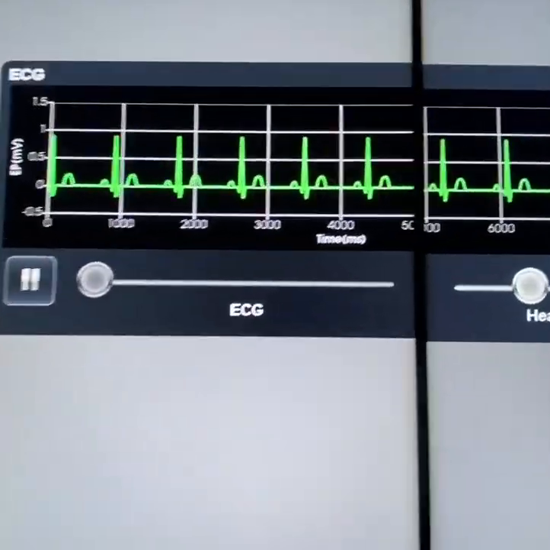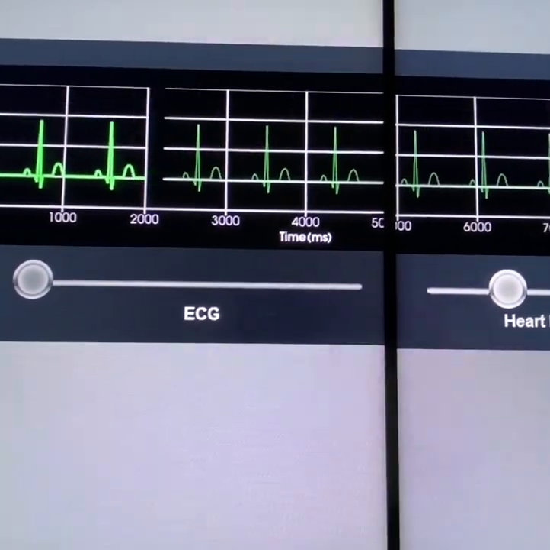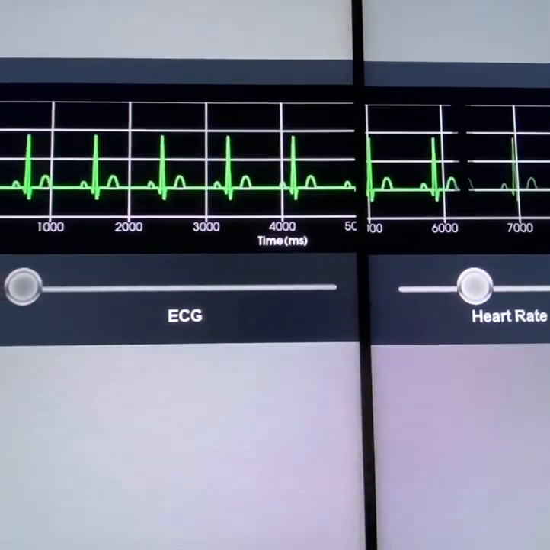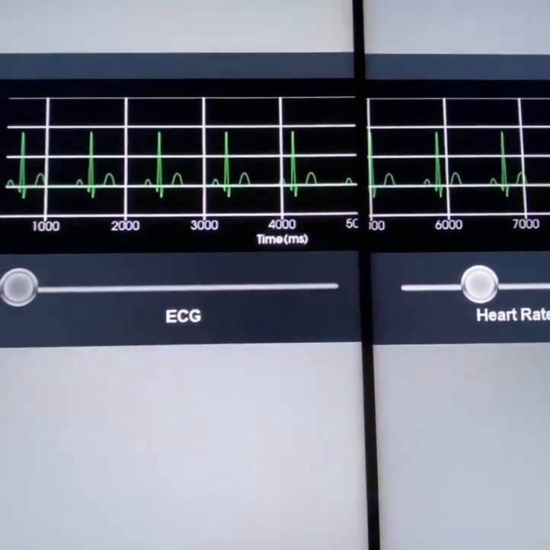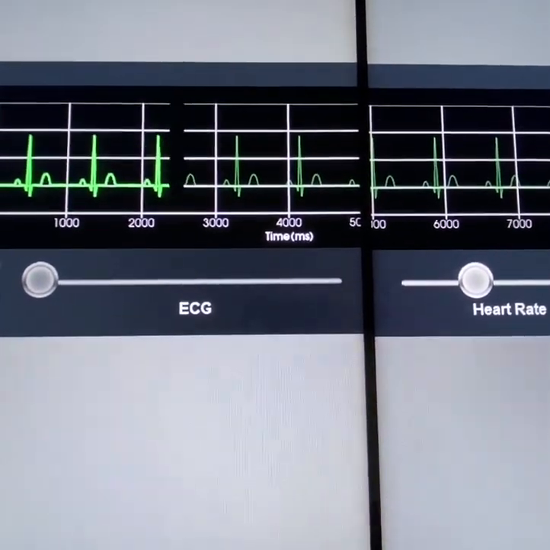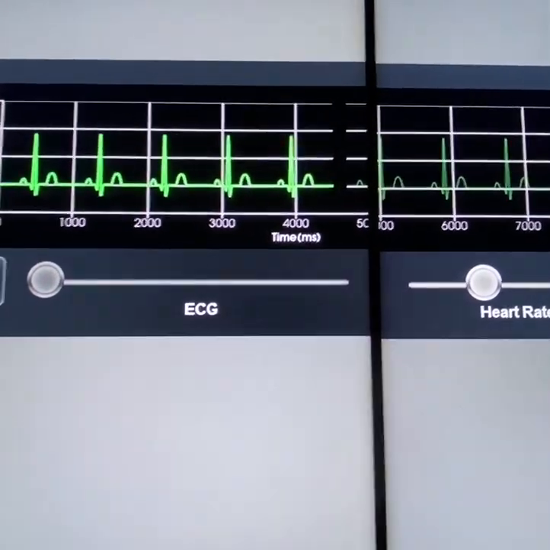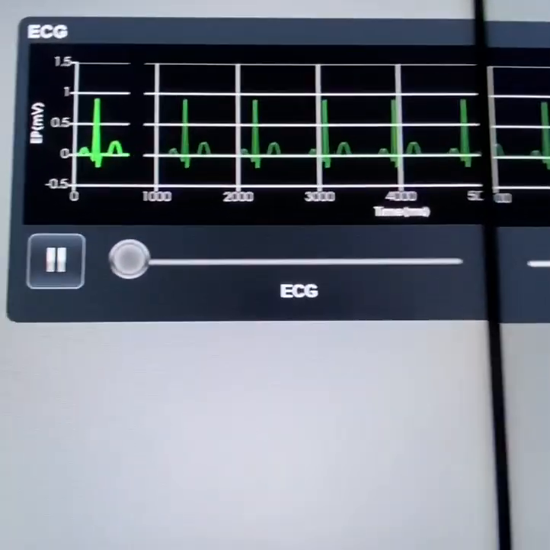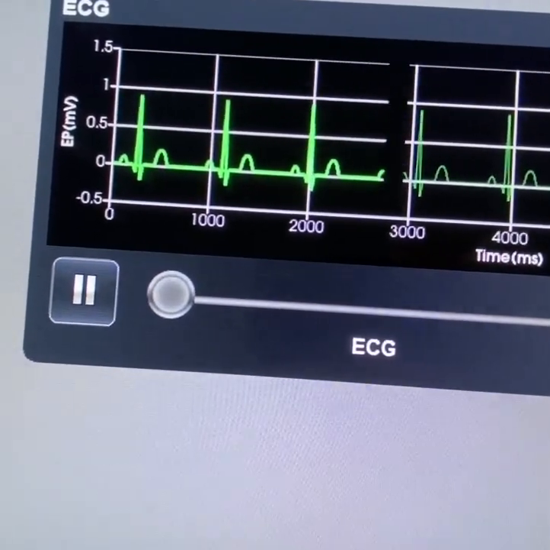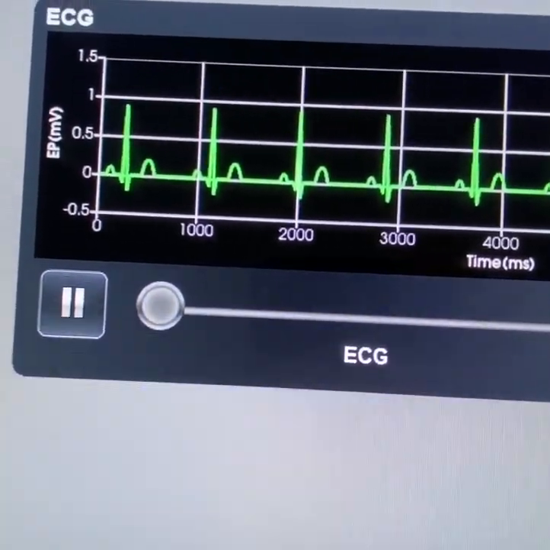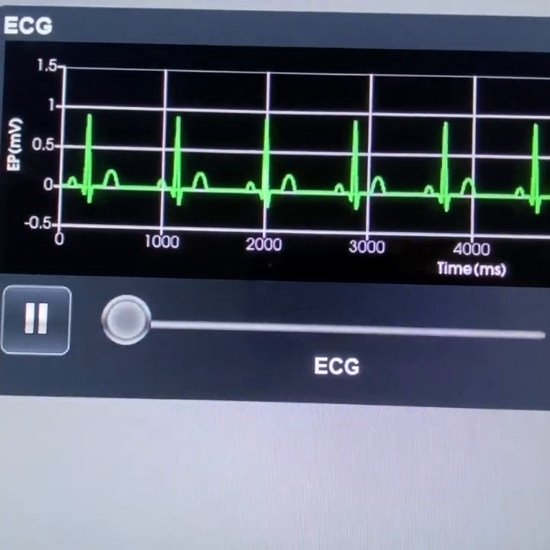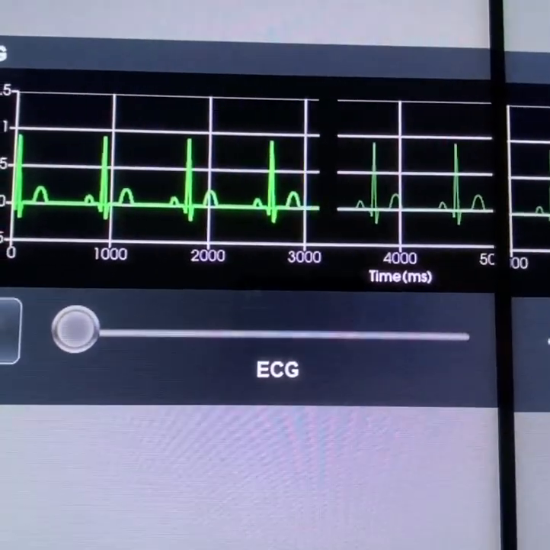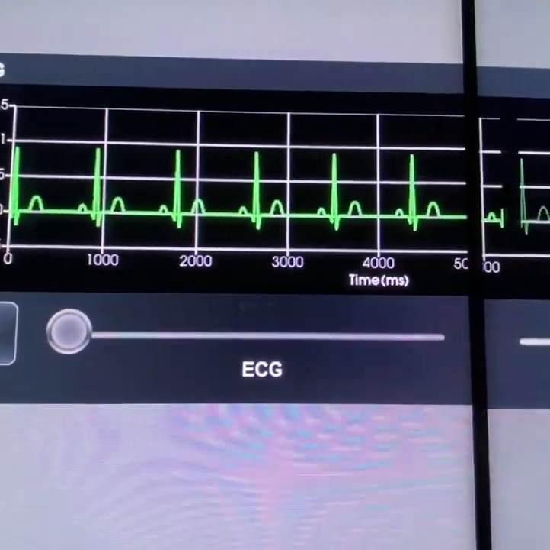Know your waves, PQRST. What do they mean? Know normal heart rate, 60 to 100 beats per minute. Less than 60, bradycardia. Greater than 100, tachycardia. And you can see here, this is called NSR, normal sinus rhythm. You'll see the distance between the R waves are pretty even. So that's how we can say it's NSR and it's normal.